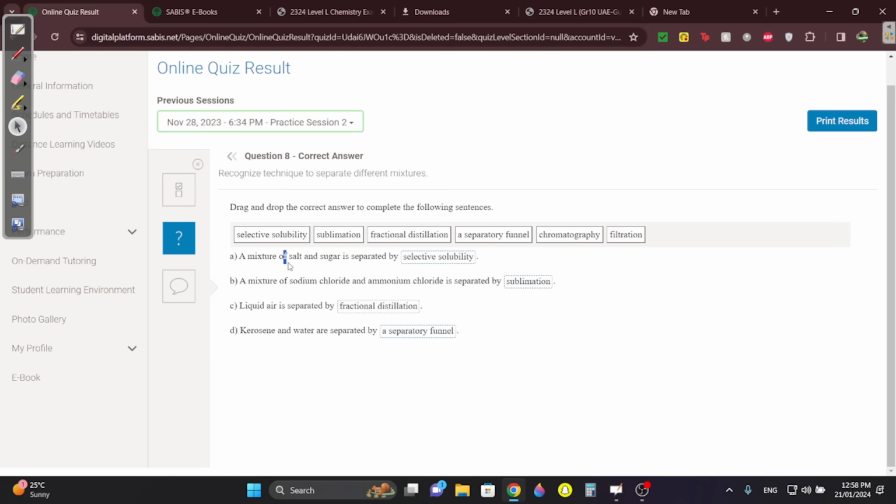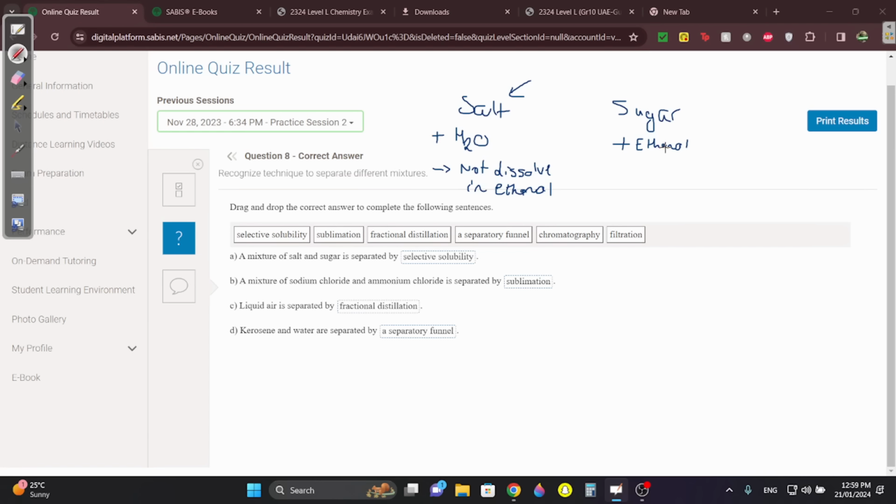Question eight. A mixture of salt and sugar is separated by selective solubility. Don't memorize it, okay? But if you want to understand, it's because salt dissolves in water but does not dissolve in ethanol, while sugar dissolves in ethanol. So if you want to separate these two, you'd add ethanol. The sugar would dissolve, the salt will not dissolve, you'd filter out the salt, you'd be left with sugar plus ethanol, and then to separate sugar and ethanol, I think you distill it. Wait, I'm not sure, let me check the notes.